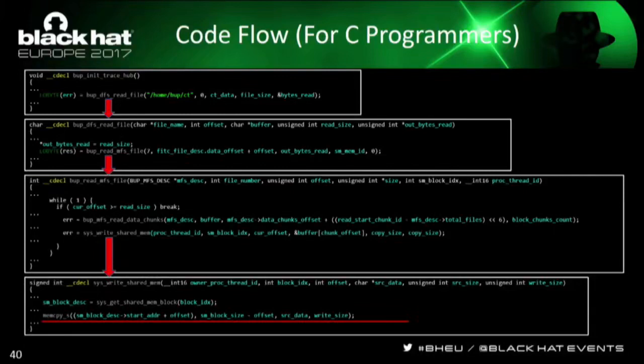As we can see, it calls another function which we named BAP read MFS file. This function actually parses internal flash file system metadata and stores data of files into the destination. We can see that to do this, the function calls another function from the system library, syswrite shared memory.